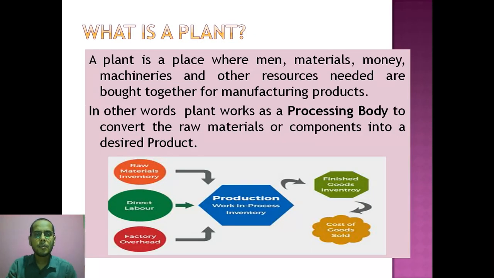If you want to understand what a plant is, the definition is here. A plant is a place where men, materials, money, machinery and other resources needed are brought together for manufacturing products. In other words, a plant works as a processing body to convert raw material or components into a desired product. So we can describe a plant as a processing unit, where all the resources are brought together and processed to convert them into a final product. From raw material to the final product, this conversion is done inside the plant.